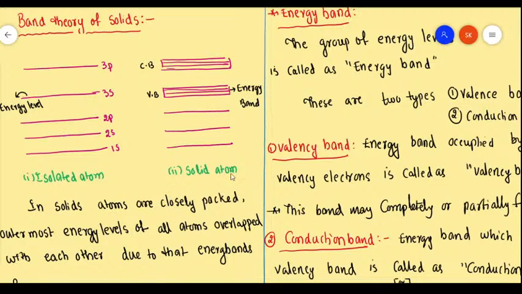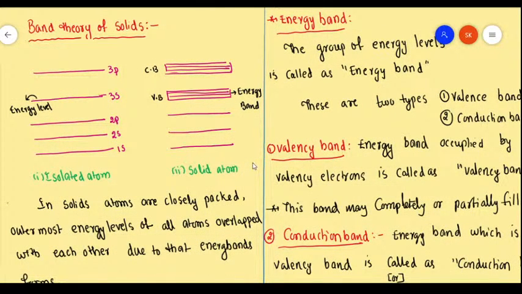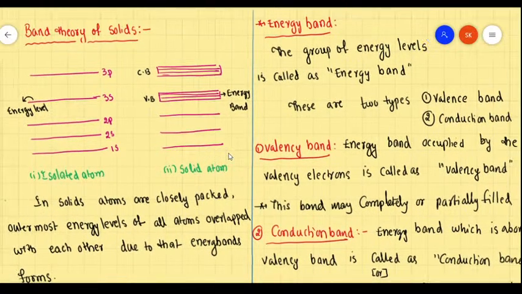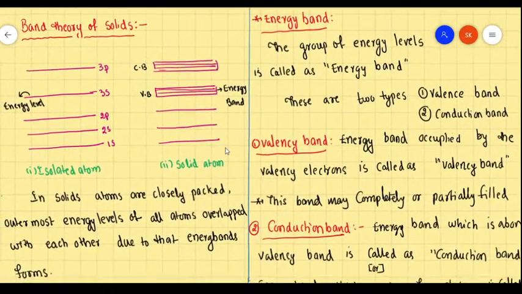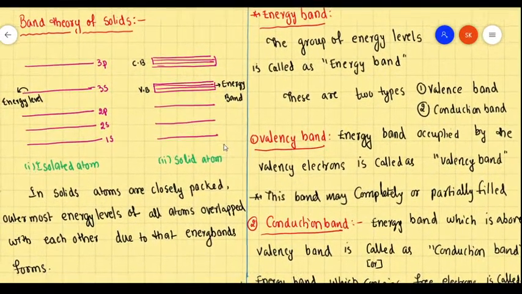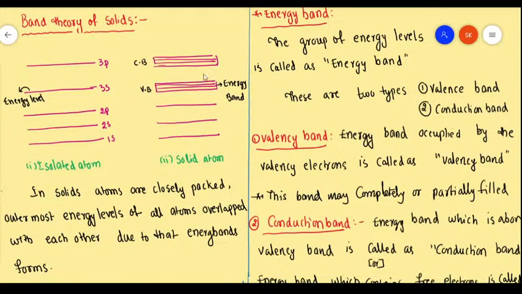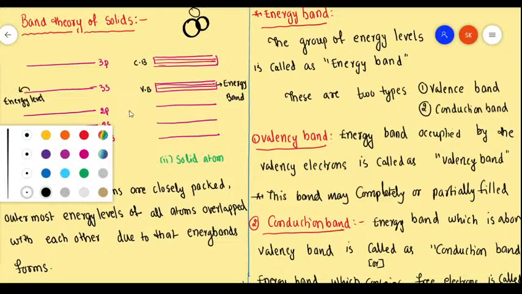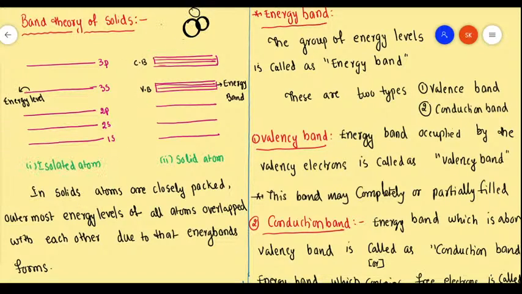And now if you take a solid, what happens? In a solid, atoms are very close. If the atoms are close, then one atom is influenced by the other atom, right? For example, this is an atom, and this is another atom, and this is another atom, like this many atoms will be there, and all the atoms are very close to each other. Due to that, what happens?